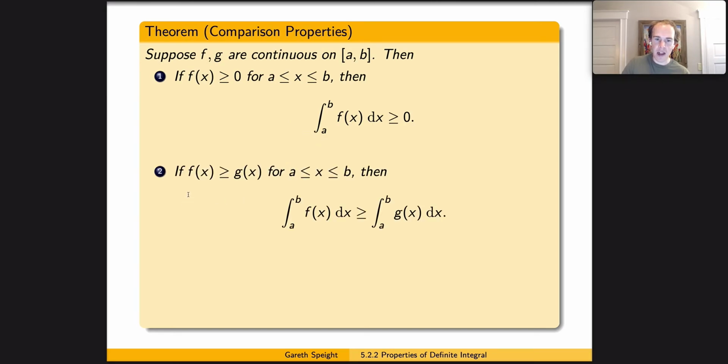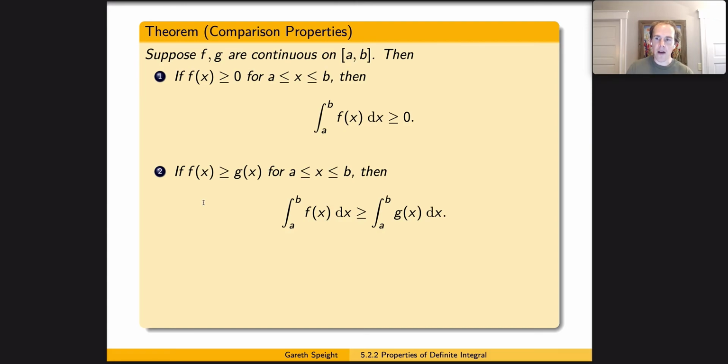Okay, next up, if f is larger than g, then the integral of f is larger than or equal to the integral of g. So this also makes sense, right? If we think in terms of areas, supposing everything is positive just for the sake of thinking about it, if f is bigger than g, then that means the graph of f lies above the graph of g.